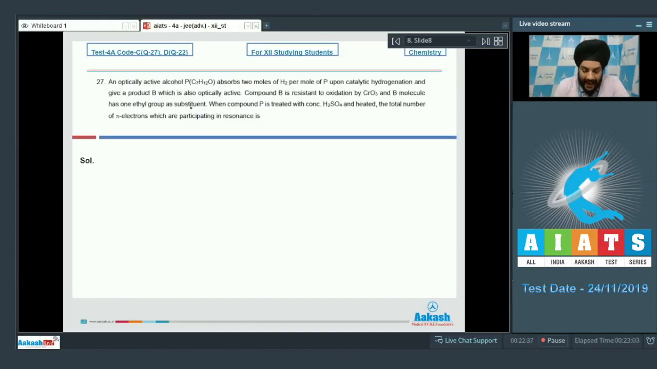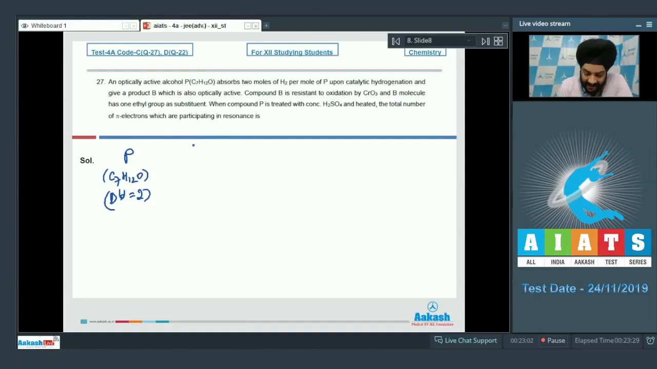Question number 27. An optically active alcohol P, C7H12O, absorbs 2 moles of H2 per mole of P upon catalytic hydrogenation and gives a product B which is also optically active. So let us try and tabulate the information. So we have P, which is C7H12O. Its degree of unsaturation is equal to 2.